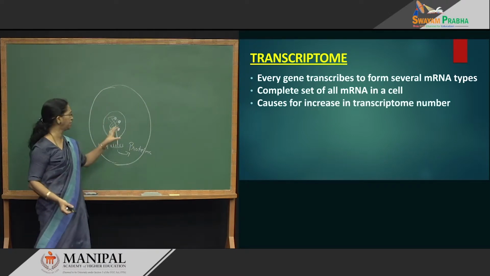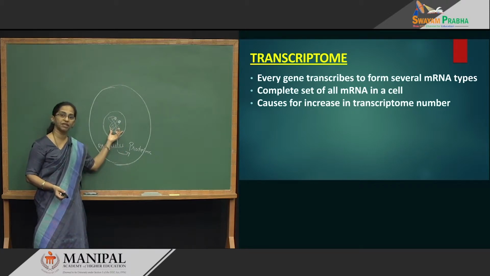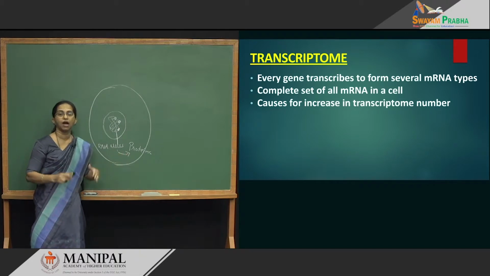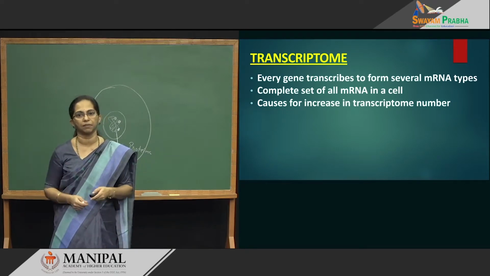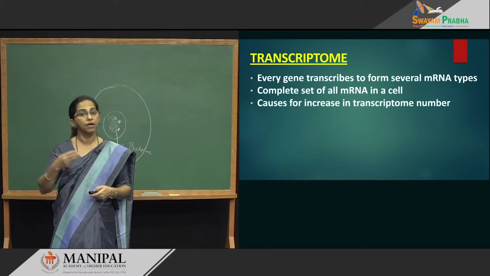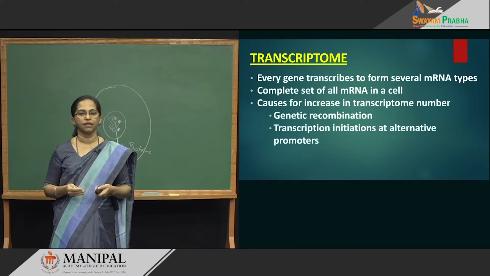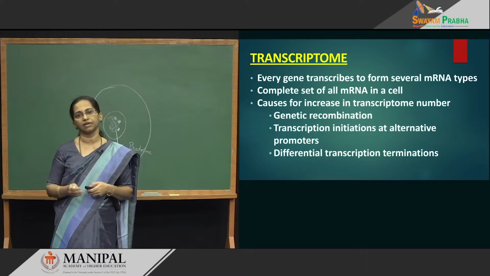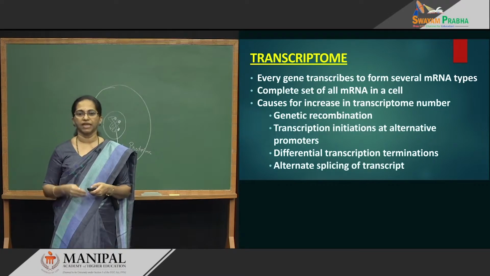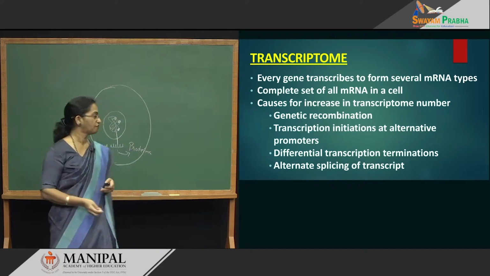Now, if you have 20 to 25,000 genes, the number of transcripts might double or even triple. Now, how did we make, say, 80,000 mRNAs from just 20,000 genes? How did we multiply the numbers? That is through different mechanisms. Please have a look at the mechanisms by which the number goes up from 20 to 25,000: genetic recombination, transcription initiation at alternative promoters, or differential transcriptional termination. One more mechanism is alternative splicing.